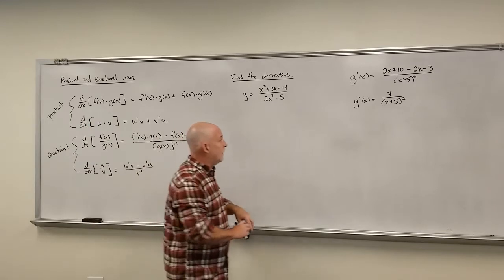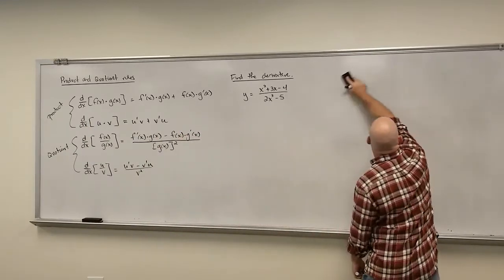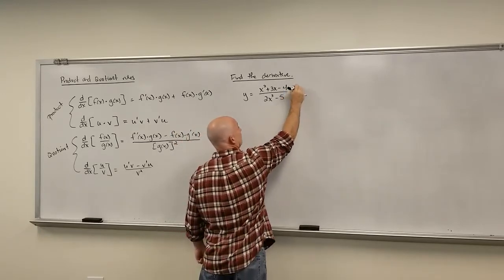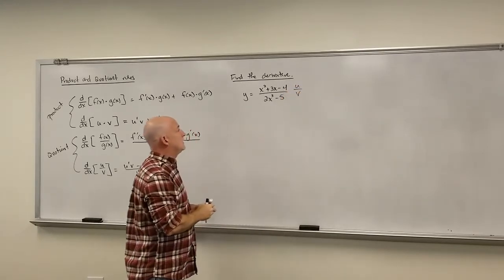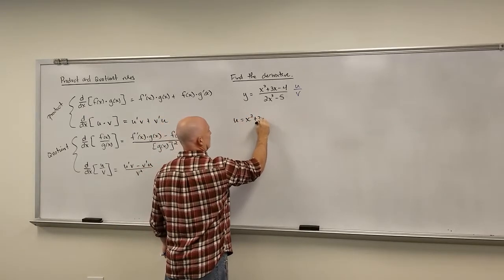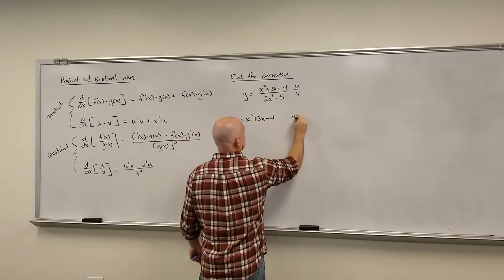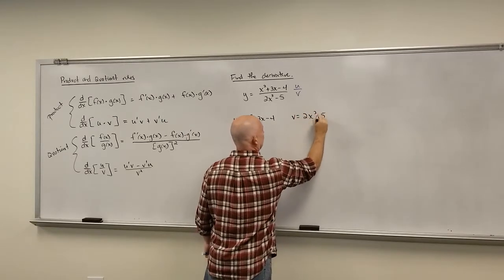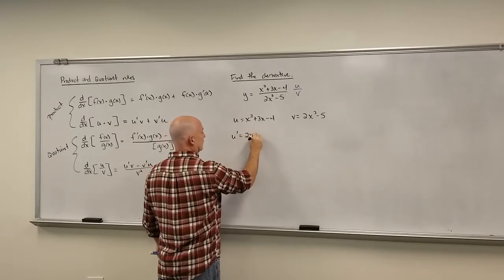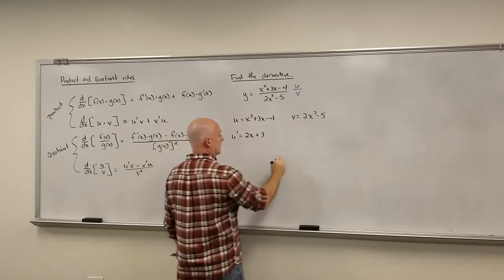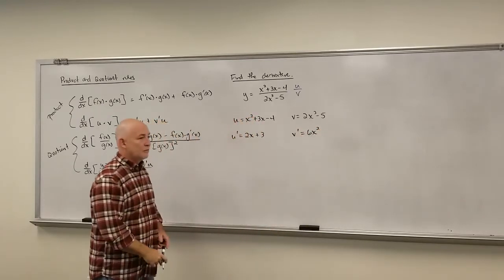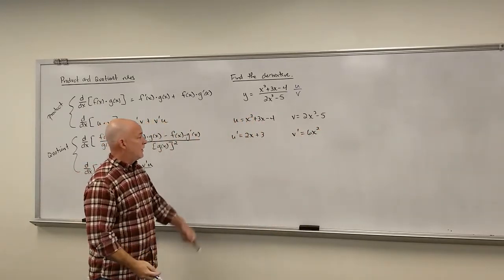All right, if you're back, let's see how we did. If you're not back, you can't hear me. All right, so again, we're going to let the top be our u, the bottom be the v. So we're going to let u be x squared plus 3x minus 4. v is equal to 2x cubed minus 5. u prime, taking the derivative of this, just using our power rule, gives us 2x plus 3. v prime, again, using our power rule, would just be 6x squared. Remember, power rule, bring down the power, take one away from the power.